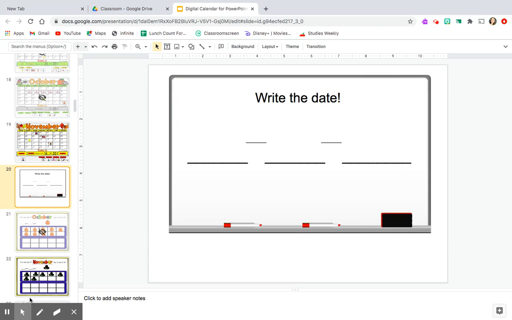Okay, let's write it out. So our month is still November. November is the 11th month of the year. So we'll write an 11. And it is the 16th. So I'll write a 16. And the year is 2020. So I'll write me a 20 here.